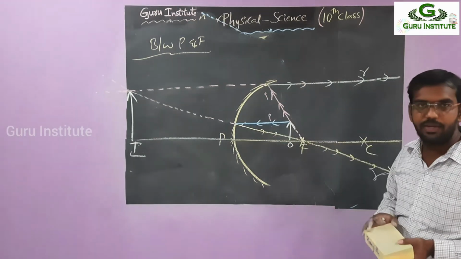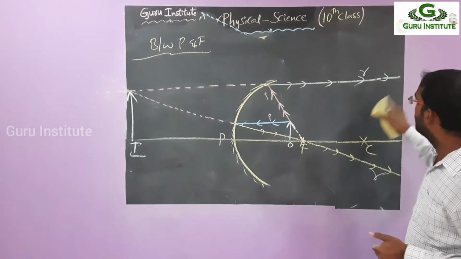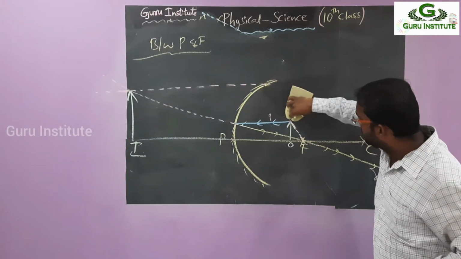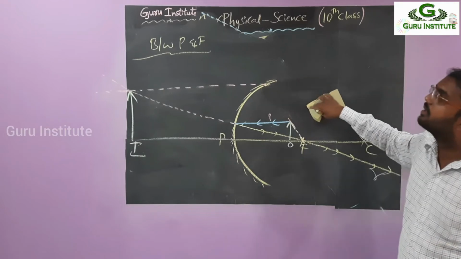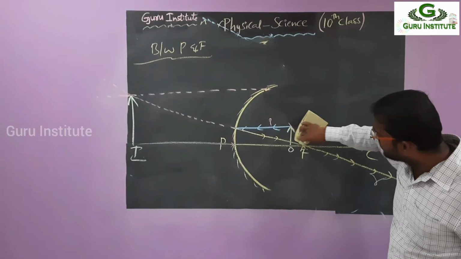This is the one way of drawing. For this, we have to see the second way. What is the second way for our purpose? Like before, in the case at F, what were we taking? First and third cases we are taking.